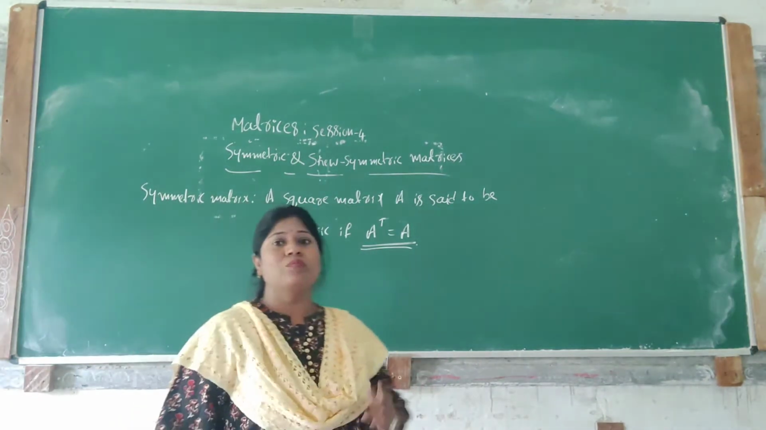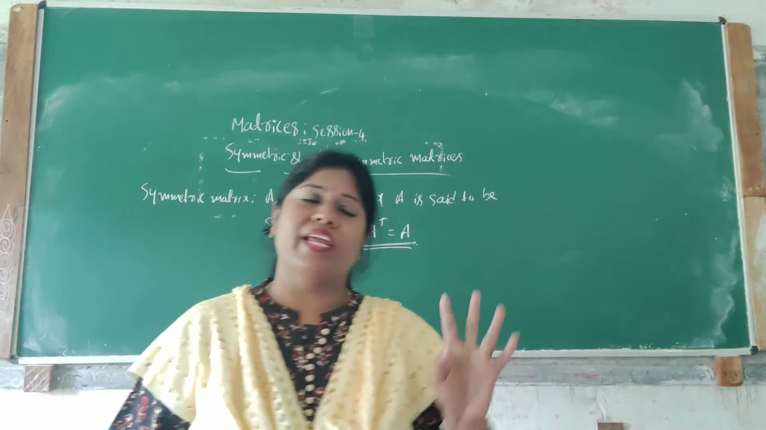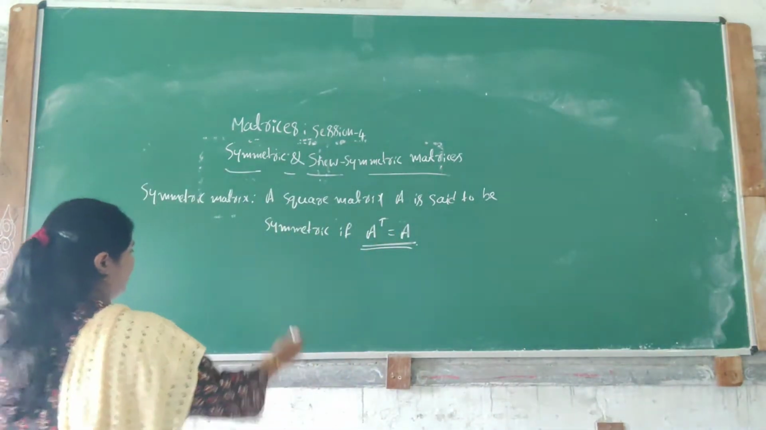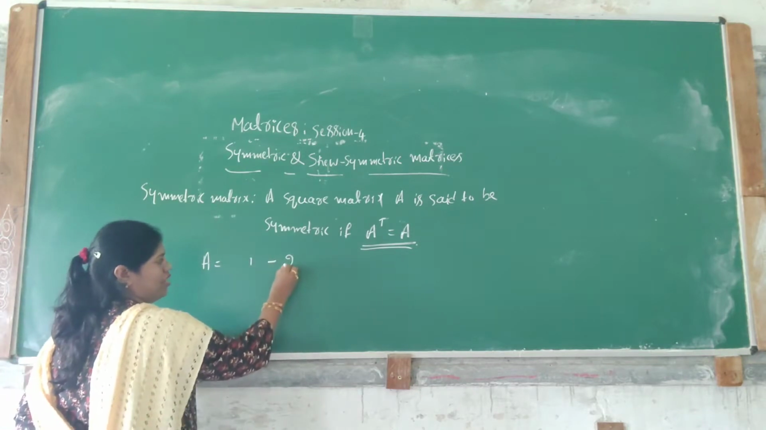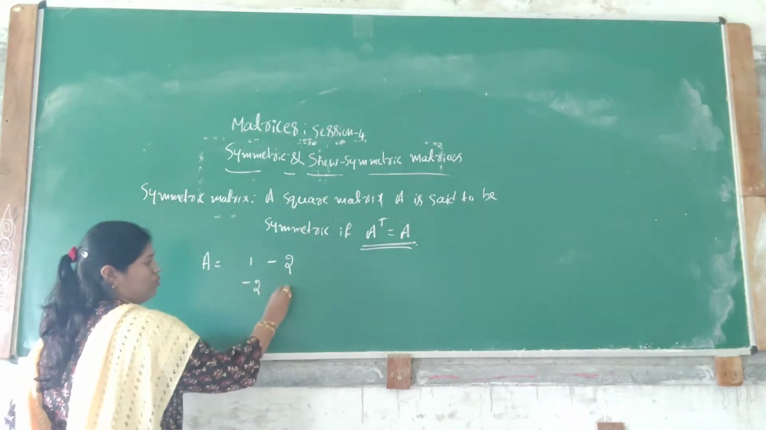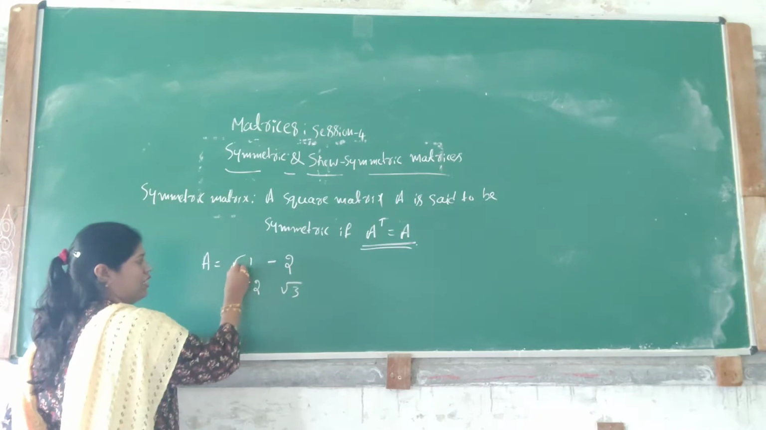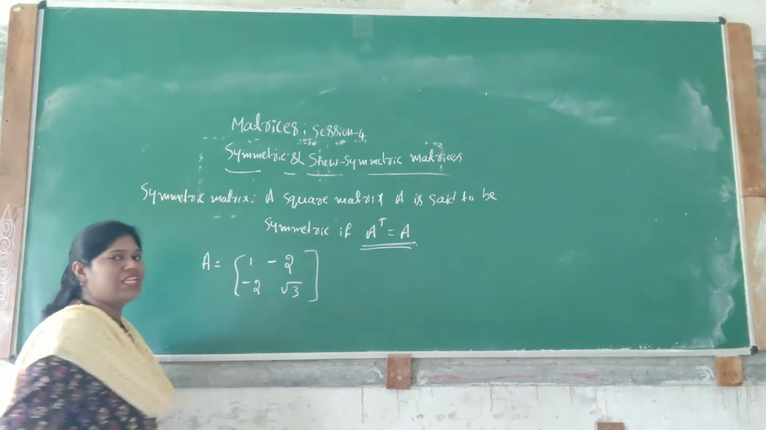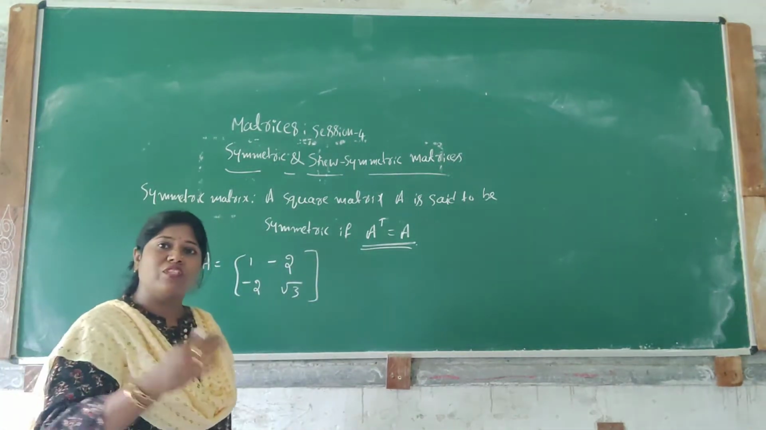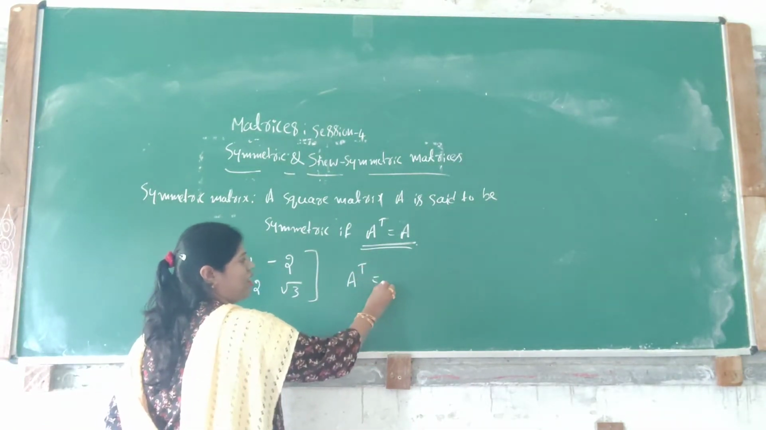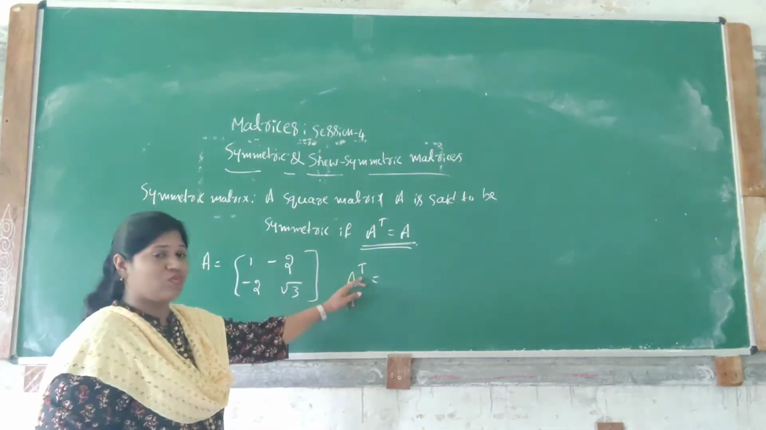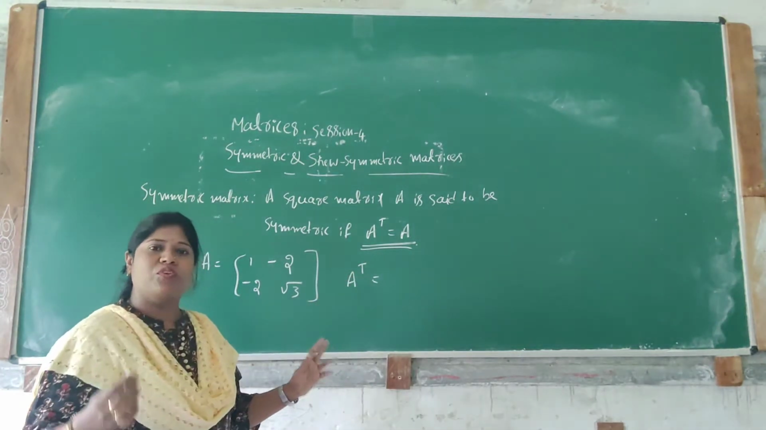How to write the examples of a symmetric matrix? For example, A is equal to the matrix with rows 1, minus 2 and minus 2, root 3. This is the given matrix A. What is the transpose of the matrix? The transpose of the matrix is A dash or A transpose. You can put A dash also.